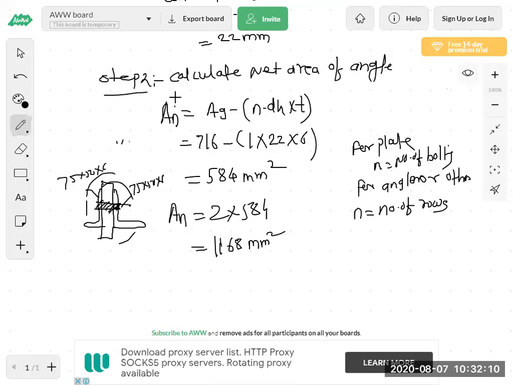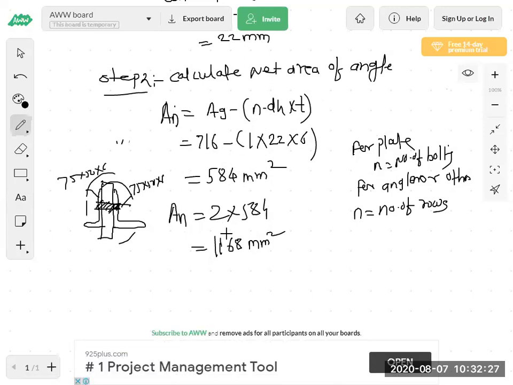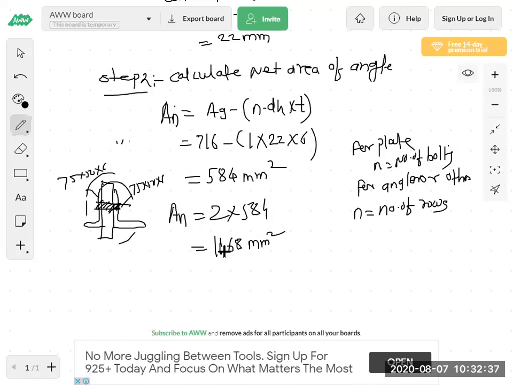But here we have calculated the net area AN by using this formula for one angle only, 716. The area of how many angles? It is the area of one angle only. So here what we do? We have calculated the net area of one angle, and after that we have multiplied by 2 because here two angles are there. Are you getting, everyone? This is the very important step.